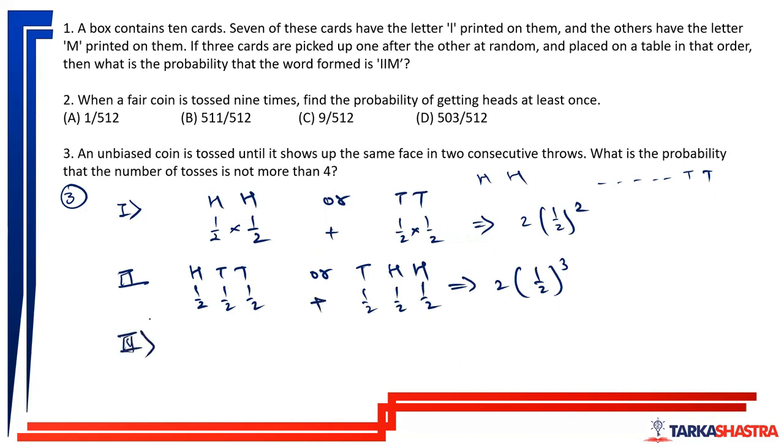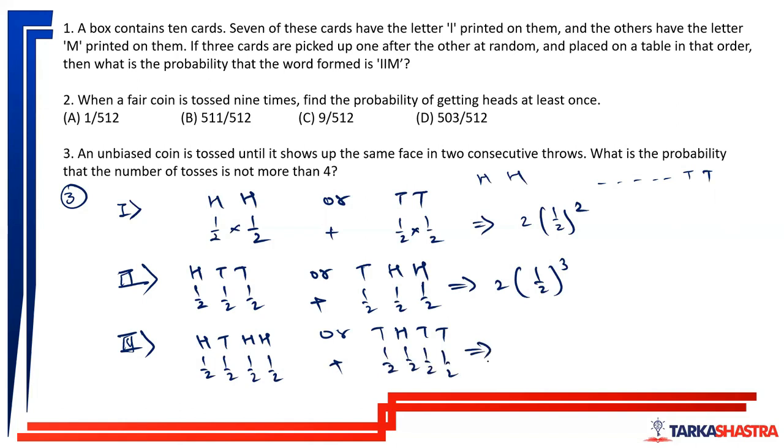Or else the third case can be heads, tails, heads, heads, or tails, heads, tails, tails. Each throw has probability 1 by 2, which makes it 2 into 1 by 2 to the power 4. Now, either the first case will be there, or the second case, or the third case. It can also happen that it takes 5 turns, but we want to find the probability that it does not take more than 4 turns.